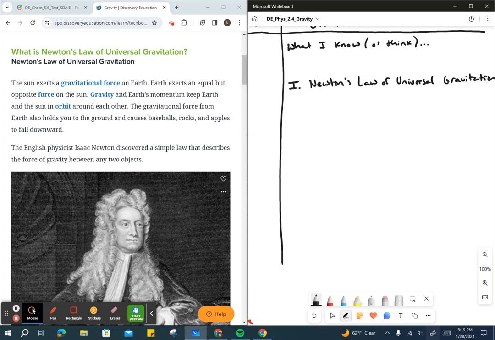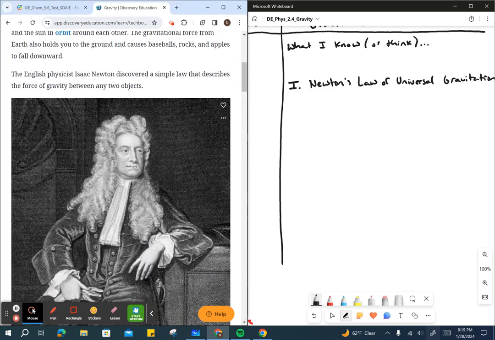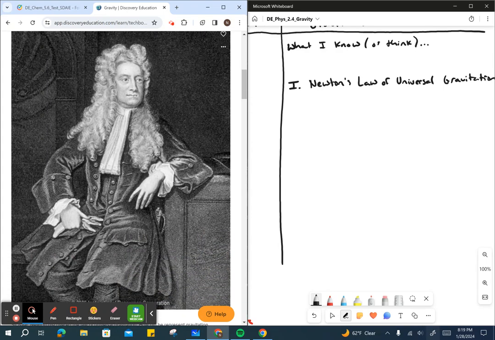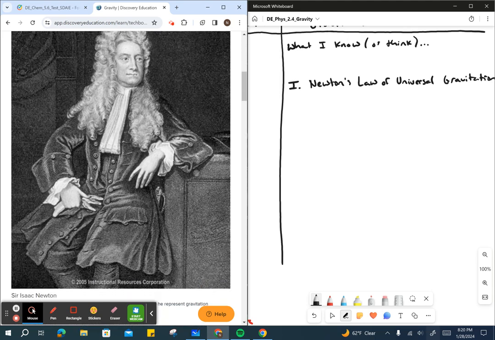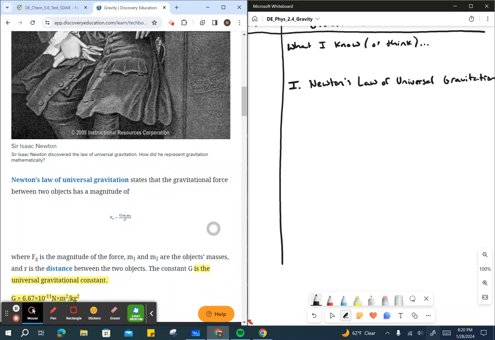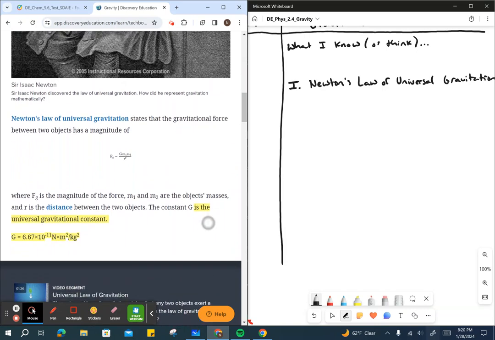This should be pretty familiar material now. We've been covering this in one way or another over several different chapters. Of course, we can thank Newton for providing this law. We can thank Cavendish for giving us the gravitational constant, 6.67 times 10 to the negative 11.